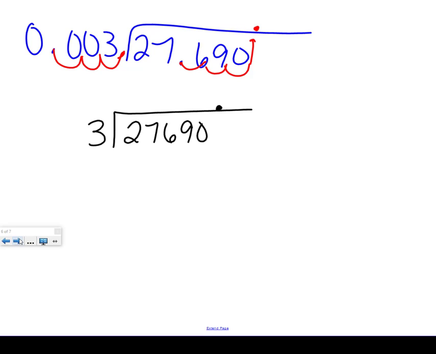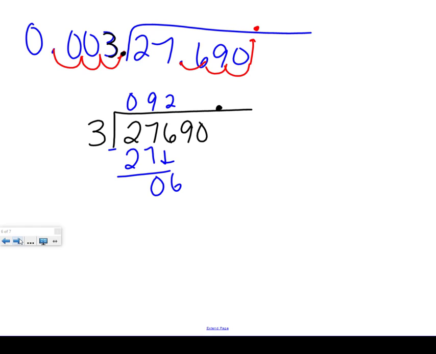How come it's just 3? Well, any number that has a decimal right behind it is just a whole number, and so we're dividing by 3. All right, so we get started here and we say that 3 does not go into 2, but 3 does go into 27 9 times. 9 times 3 is 27. I subtract and I get a remainder of 0 and bring my number down.